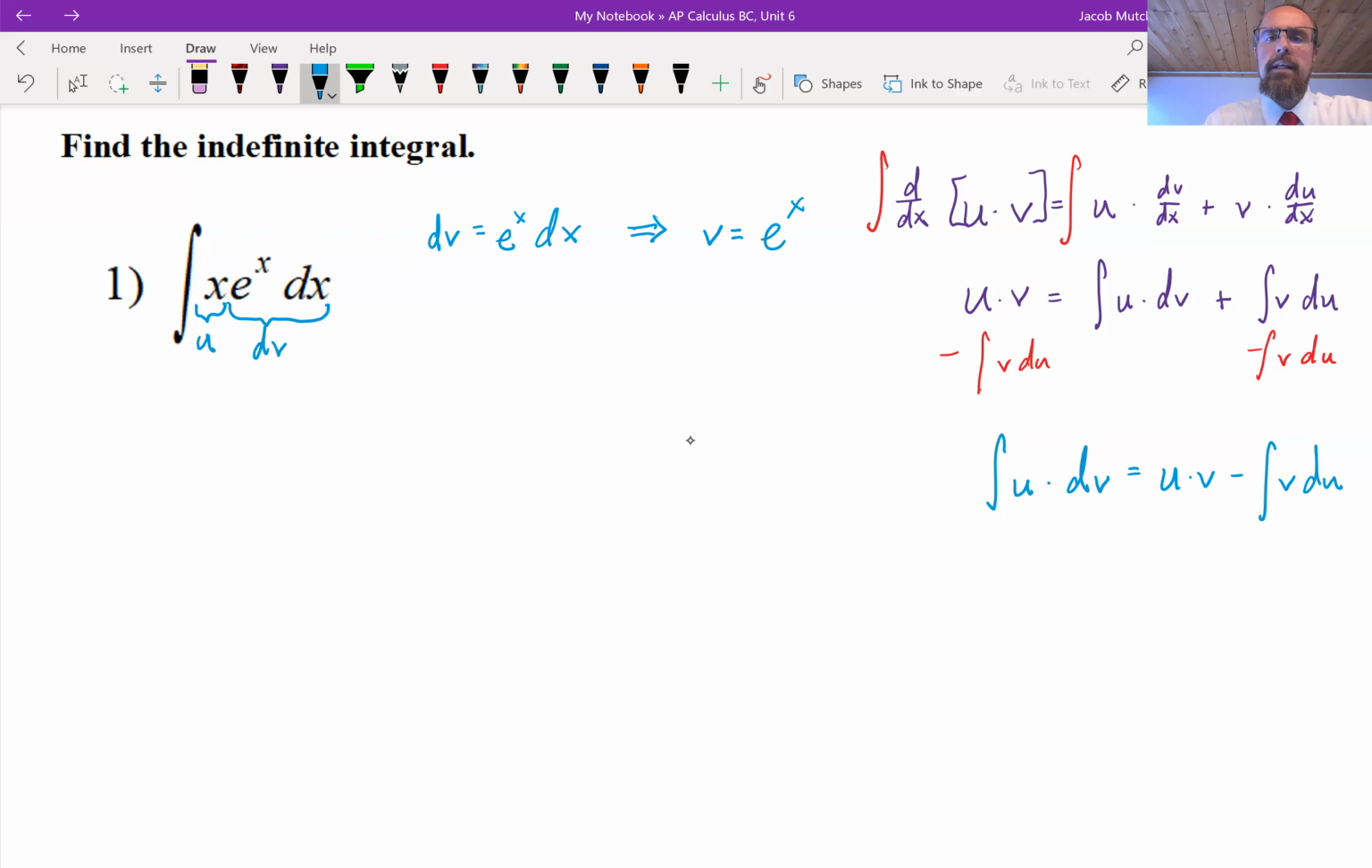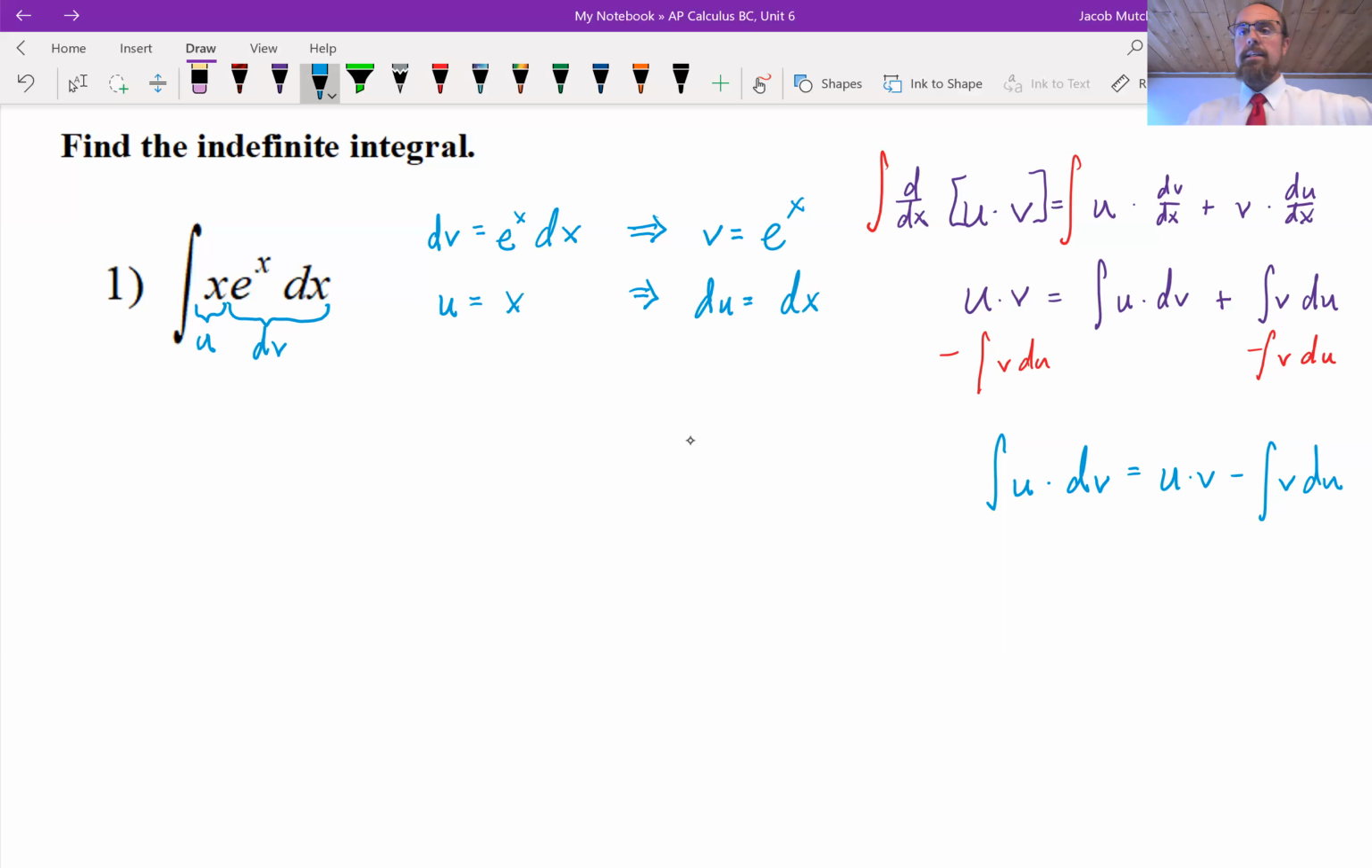And definitely it's a good check at that point to see whether you've chosen a good factor from your integrand to identify as dv. It should be integrable pretty easily. We also called our u simply x. So in that case, I want to differentiate. du is going to be just 1 times dx, or just dx.